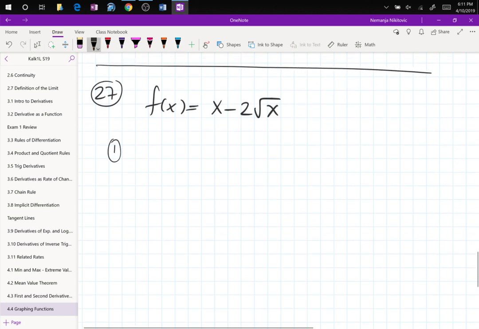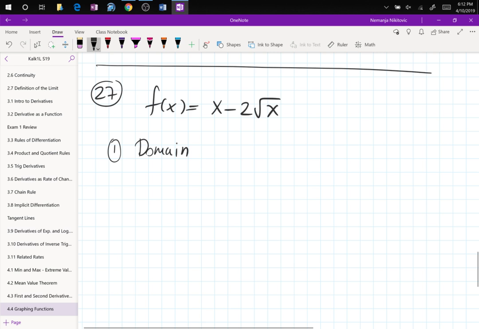Domain. Number 1 is domain. What's the domain of x? All real numbers, right? You can plug in any number for x, and it's good. What's the domain of square root of x? Greater or equal than 0. Good. So now we have a conflict over here. One part of the function has domain for all real numbers, and the other part of the function has 0 and up. What is the overall domain for the entire function?